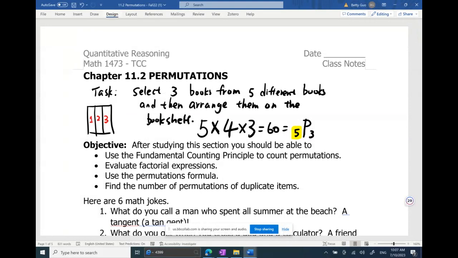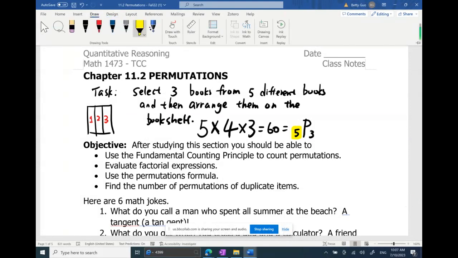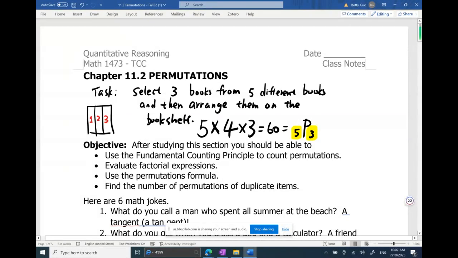And the subscript on the right, by the right foot, that number must be less than or equal to 5. Because if you have 5 books, you cannot choose 6 books to put on the bookshelf, right? So that number has to be less than or equal to 5. In our example, it's 3. 3 here is the number of items in the ordered arrangement. Again, the number by the right foot has to be no more than the number by the left foot of P. So that is the notation of permutation, okay?